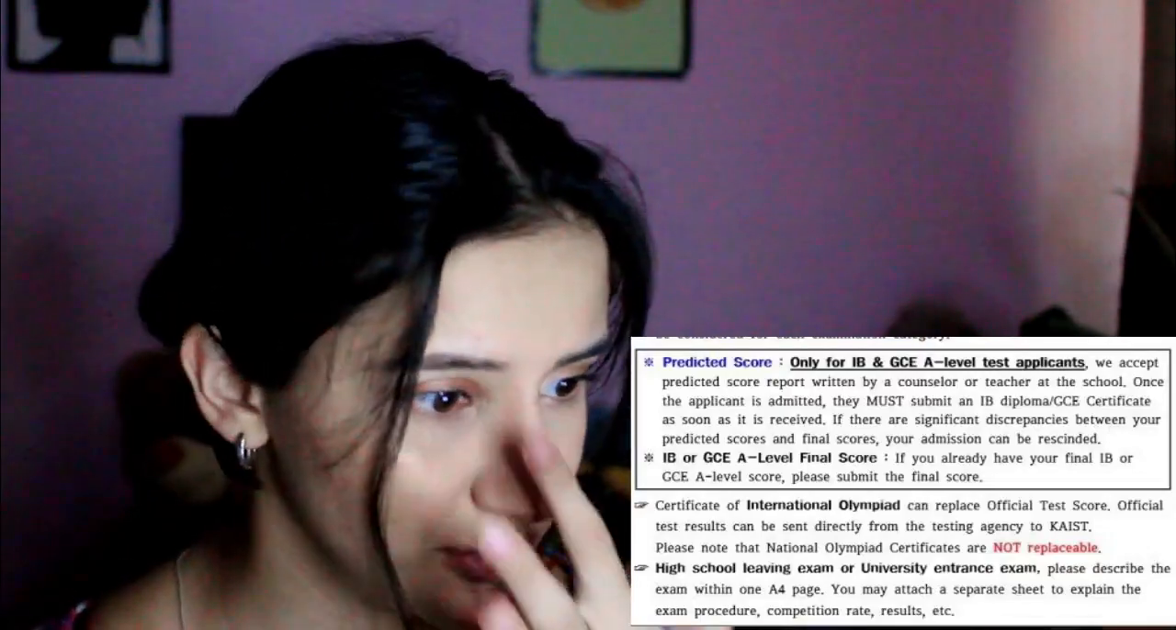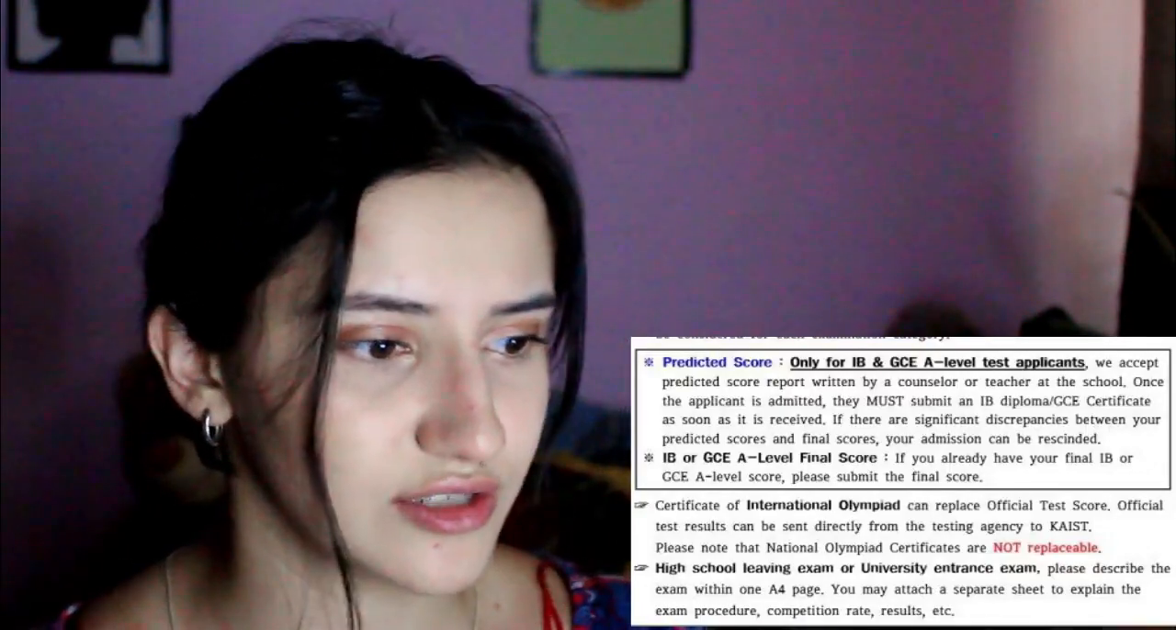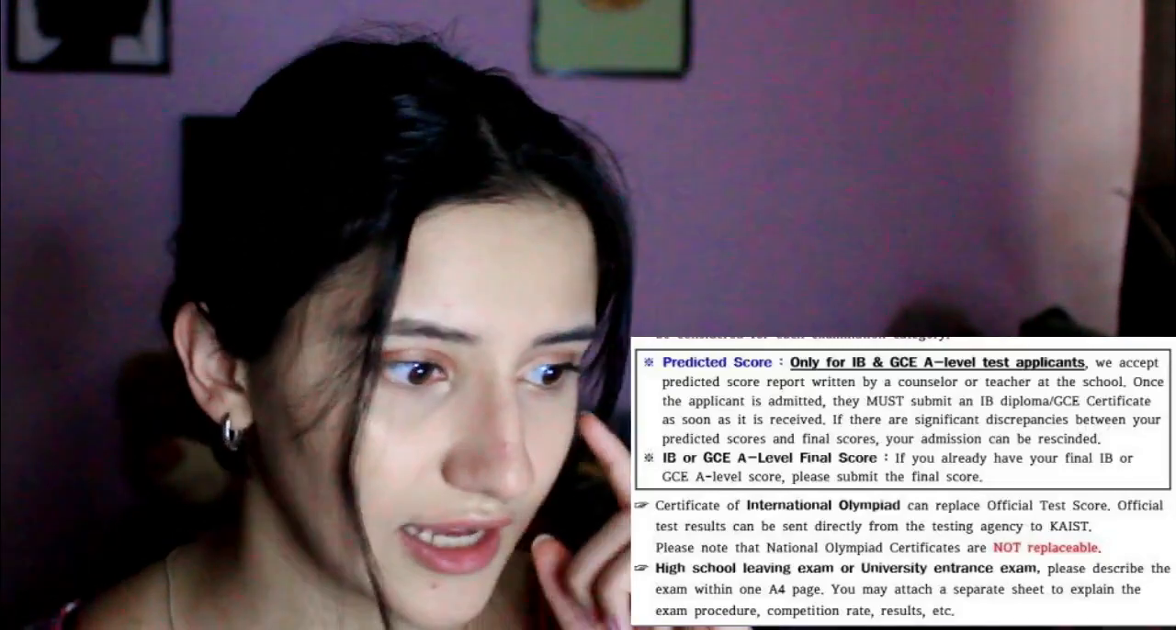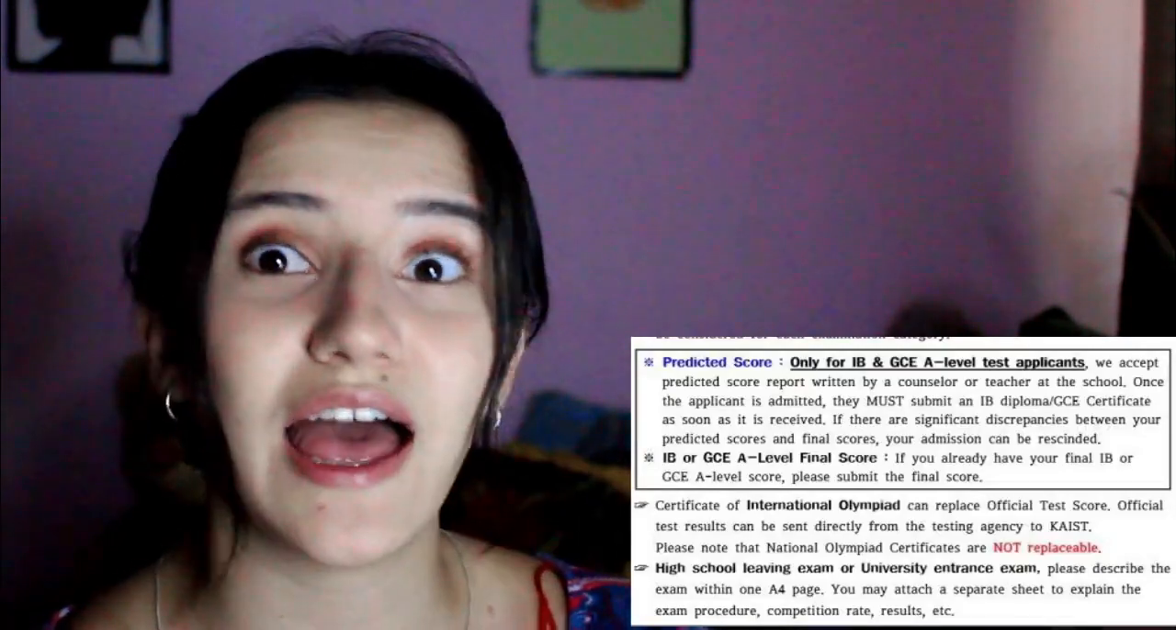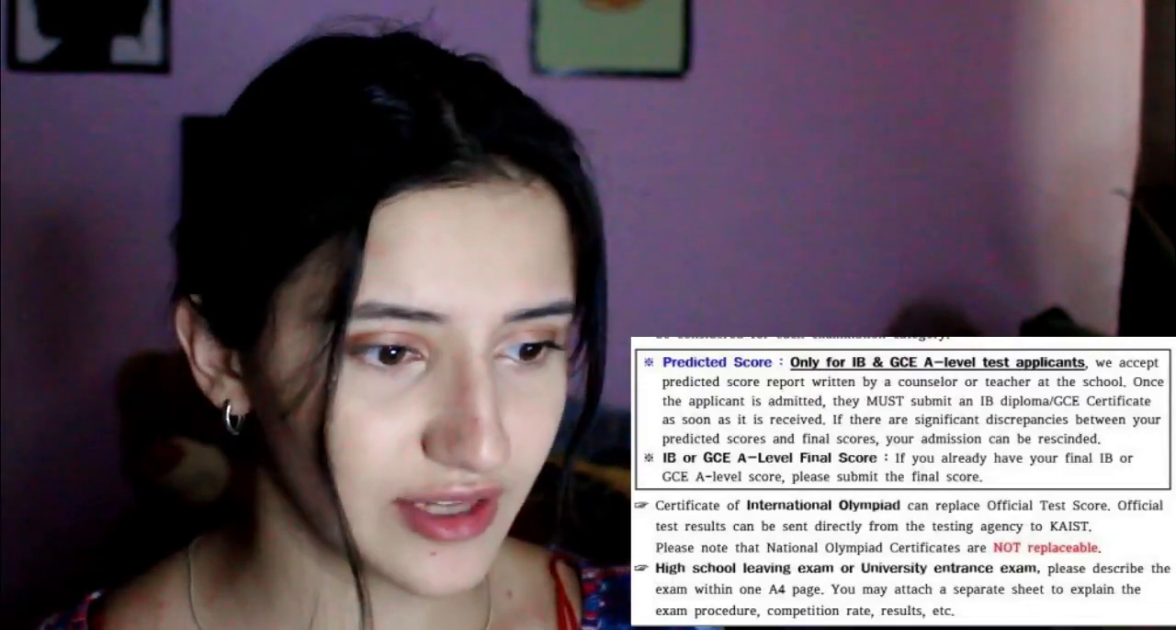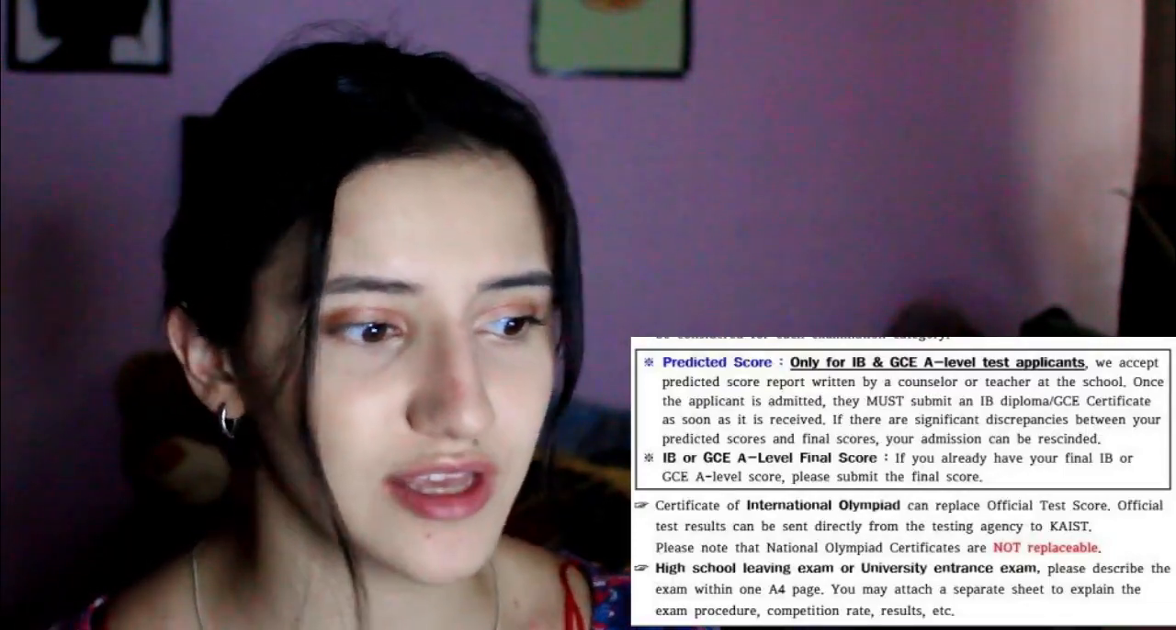You can also submit your certificate of international Olympiad if you had any. And high school leaving exam or university entrance exam if you have them. And if you have them, please describe the exam within one A4 page. Basically, you need to write a small essay about the exam. How was it? What was the rating, the competition rate, and so on, okay?